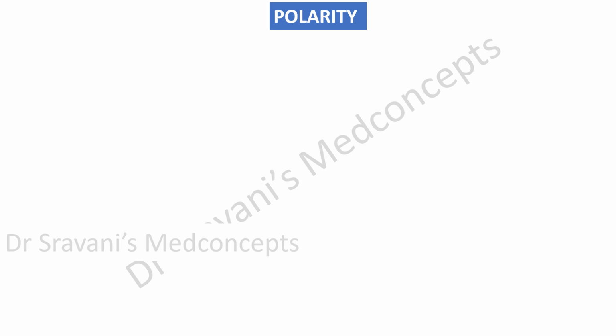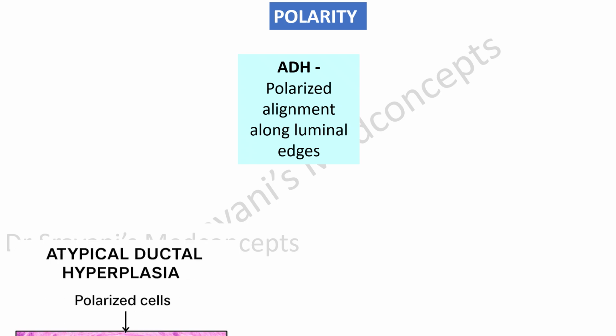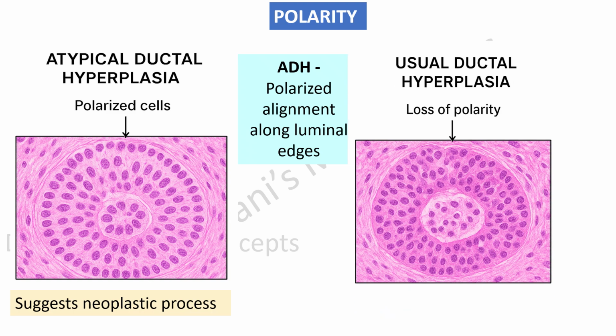Coming to the polarity, in atypical ductal hyperplasia, the cells are well polarized, means they are aligned along the luminal edges. So, polarized cells in atypical ductal hyperplasia suggest neoplastic process, whereas in usual ductal hyperplasia, there is loss of polarity. UDH lacks this polarity. So, polarization is maintained in atypical ductal hyperplasia, whereas the polarity is lost in usual ductal hyperplasia.